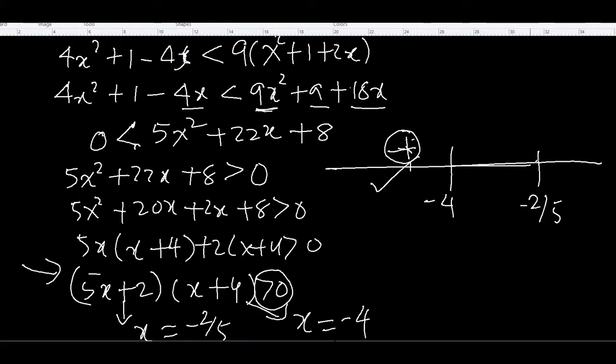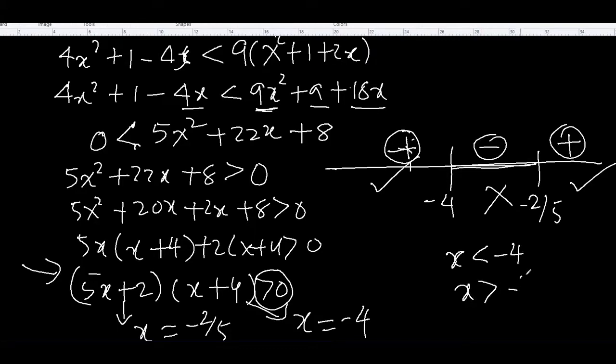Let's say a number between minus 4 and minus 2/5, say minus 1. Right? So if I put minus 1 here, it becomes minus 5 plus 2, minus 3, and minus 1 plus 3. So it will give a negative number. So this is not our answer. So we'll take a number greater than minus 2/5. Let's take 0. So it will give us 2 times 4, 8. Positive. So the final answer will be x is less than minus 4, x is greater than minus 2/5.